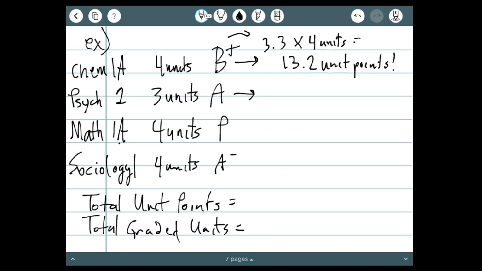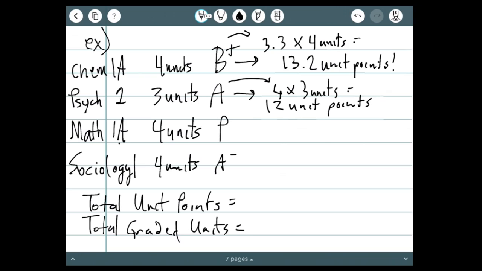Now let's do Psych 1. Psych 1 was 3 units. I'm going to erase that actually. Psych 1 was 3 units, but you ended up getting an A in the class. So that A, remember, that A is worth 4 points, and now you have to multiply it by the 3 units that the class is worth, which is now going to give you 12 unit points.